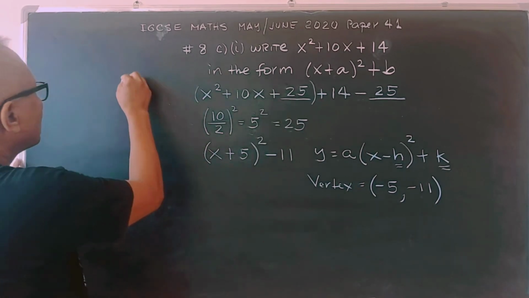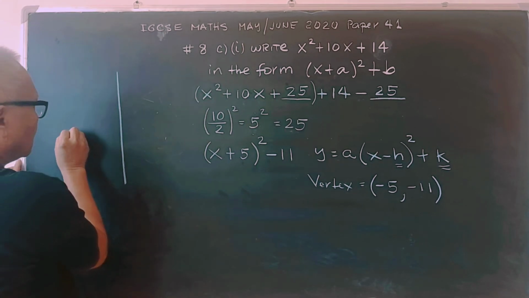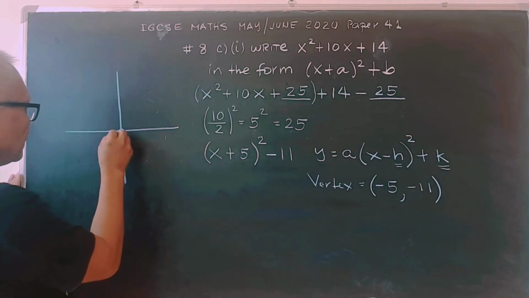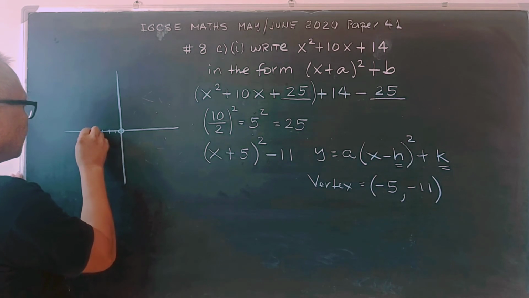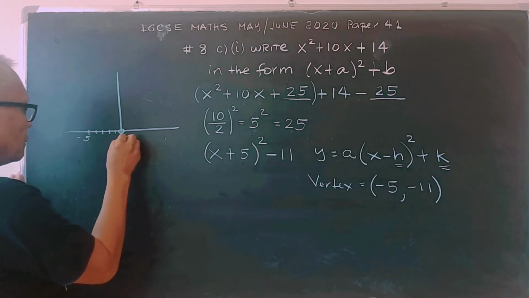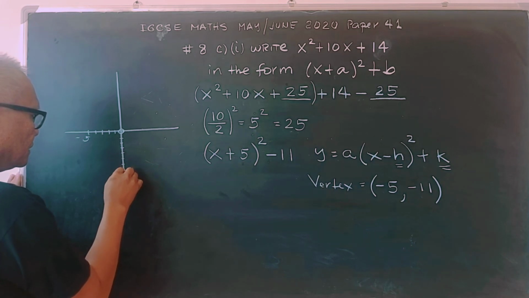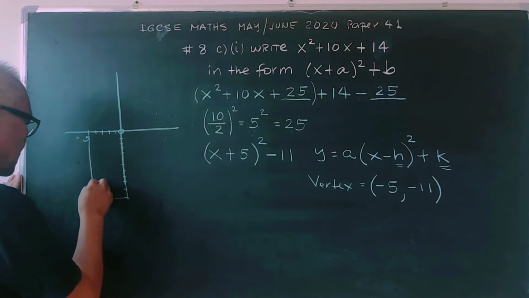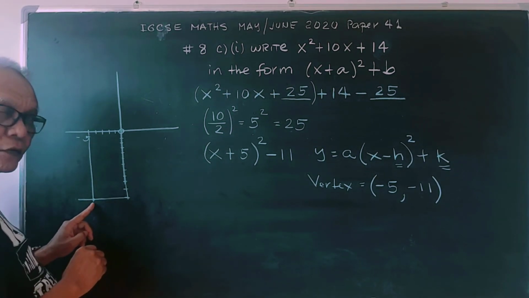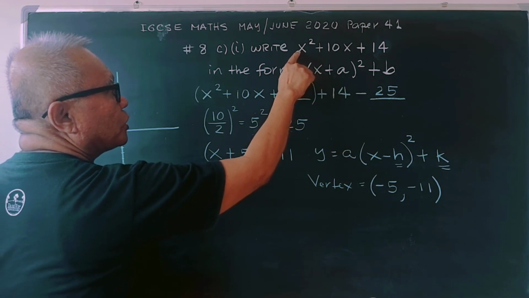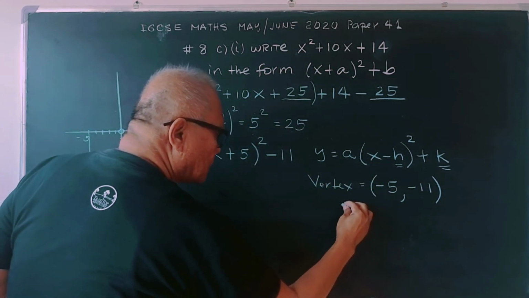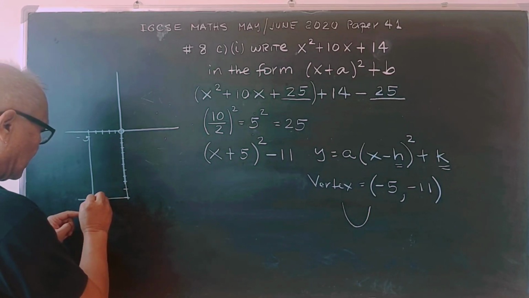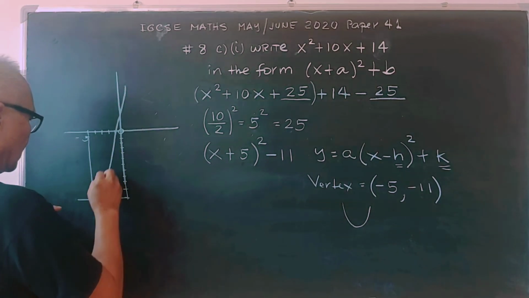Now if we are going to graph that one, here 0. Now we have -5, -11. 1, 2, 3, 4, 5. This one is -5. 1, 2, 3, 4, 5, 6, 7, 8, 9, and 10, and 11. So this one is the lowest point. Our parabola opens upward because this one is positive. So this one is really like that one. Okay. So our parabola will be like this. Something like this. Okay.